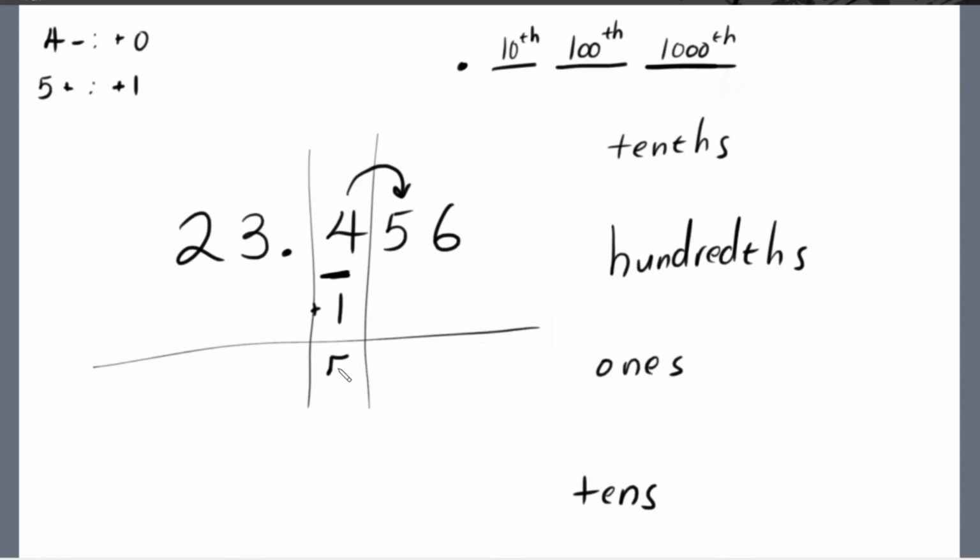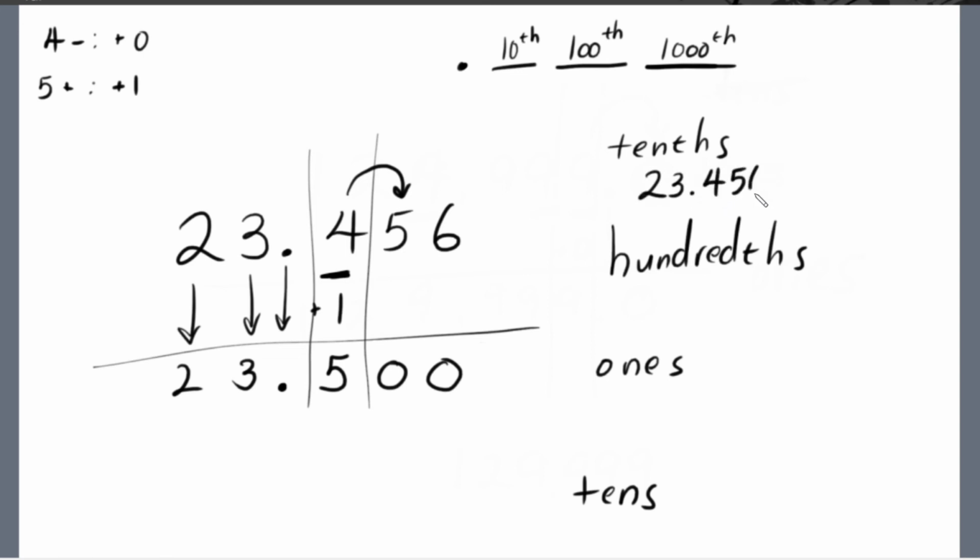4 plus 1 is 5. Everything to the right becomes a 0. Everything to the left, since we didn't change anything, stays the same. Bring your decimal down. 3, 2. So 23 and 456 thousandths to the nearest tenth is 23 and 5 tenths. So if we round this, we're going to change it to 23 and 5 tenths.